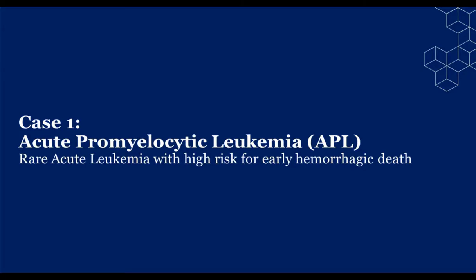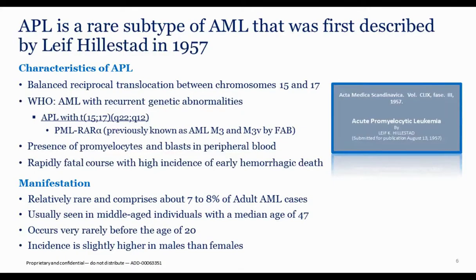So let's start with a case of a patient who presents with a presumptive diagnosis of acute promyelocytic leukemia and a concomitant disseminated intravascular coagulopathy, or DIC. APL was actually described in 1957 in a patient who presented with severe bleeding tendencies, and these were fibrinolytic in nature, and an increase in promyelocytes in both the peripheral blood smear and in the bone marrow. This patient also had a rapidly deteriorating course.